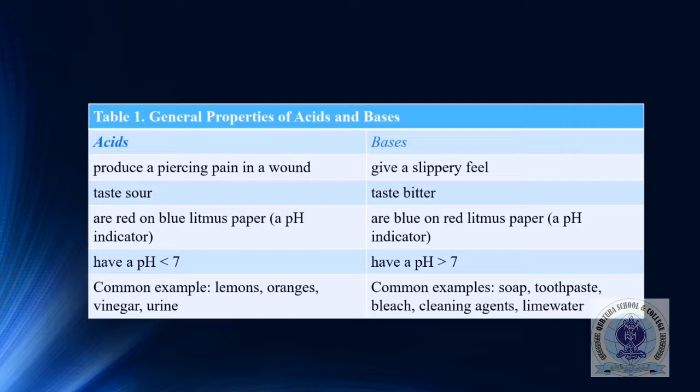Common examples of acids and bases are lemon, oranges, vinegar, and urine. Remember, students, the acidity or basicity of urine depends on the type of food you have taken. If you have taken acidic food in larger amounts, your urine will be acidic. But if you have taken food containing more bases, then your urine will be basic. Common examples of bases are soap, toothpaste, bleach, cleaning agents, and lime water.